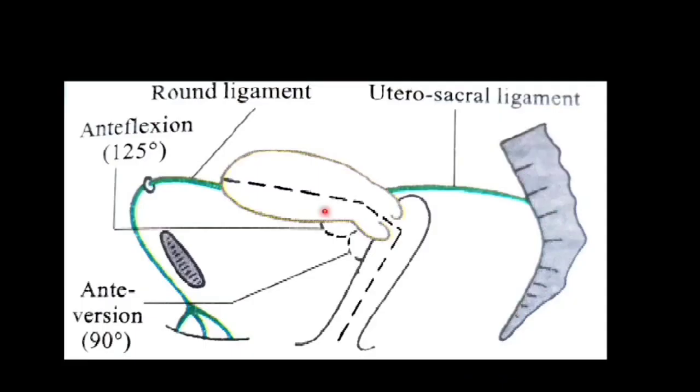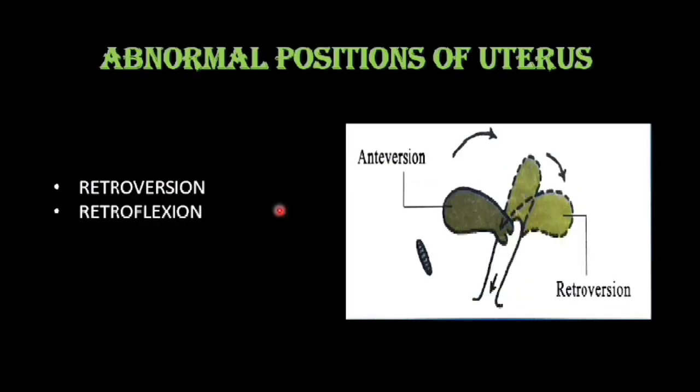Maintenance of anteversion is an important prerequisite for the support of uterus, and this is maintained by mainly three factors. That is the forward pull on the uterine fundus by the traction of round ligaments of uterus. Second factor is backward pull on the cervix by the traction of uterosacral ligaments, and the third point is the intrinsic growth of uterine musculature. So these three factors help to maintain the anteversion of uterus.